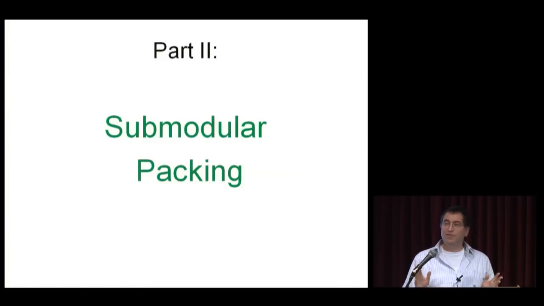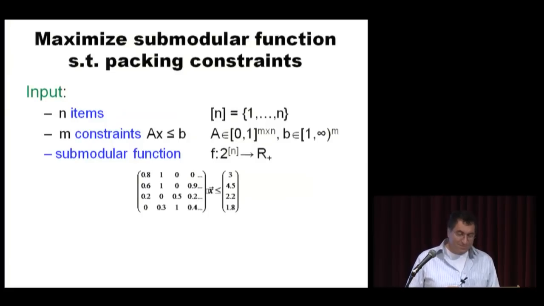So again, now we are starting from scratch. Submodular packing. Let's see. So here again, you have n items, but now you have m constraints. So this is like the classical linear programming setting. You have m constraints, Ax smaller than b. You have n items, and I think I missed it here, the matrix A should be positive.